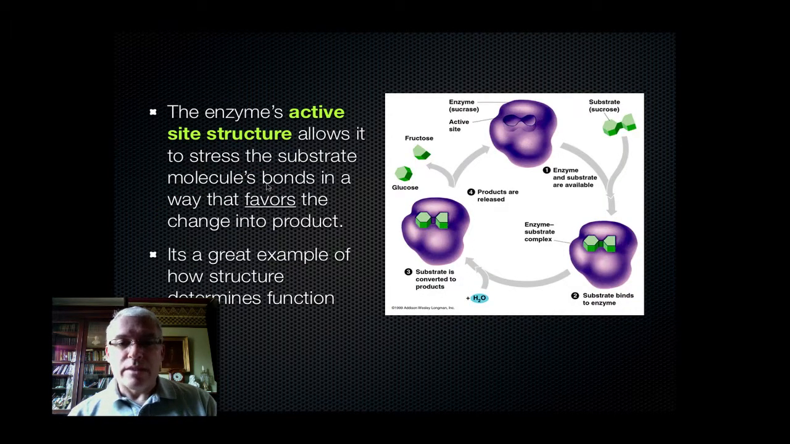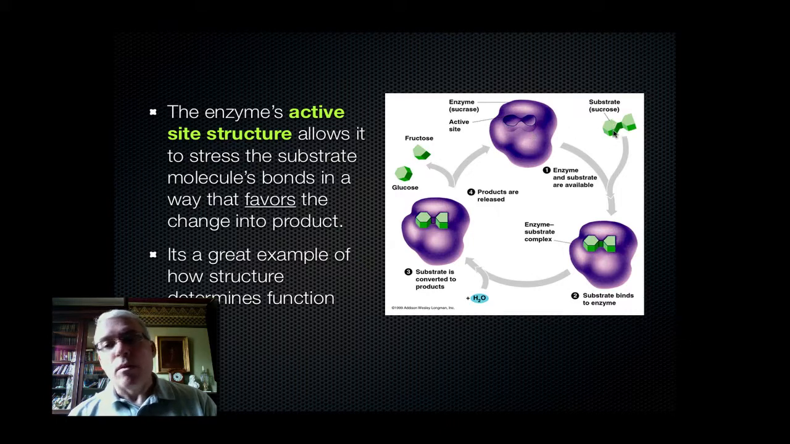The enzyme's active site structure is going to allow it to place stress on the substrate molecule in a way that makes it change. And in the case of this pathway here, we have an enzyme called sucrase, which is going to interact with a disaccharide sugar called sucrose and change sucrose into products, glucose and fructose. So you can see this is a catabolic process because we're going to be breaking a bond.